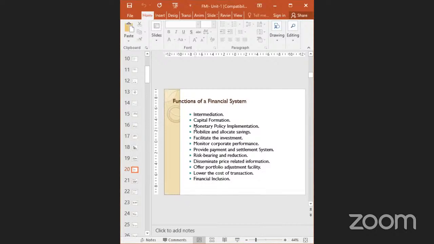Third, the financial system is always looking at the creation and implementation of monetary policy. Monetary policy is created by whom?